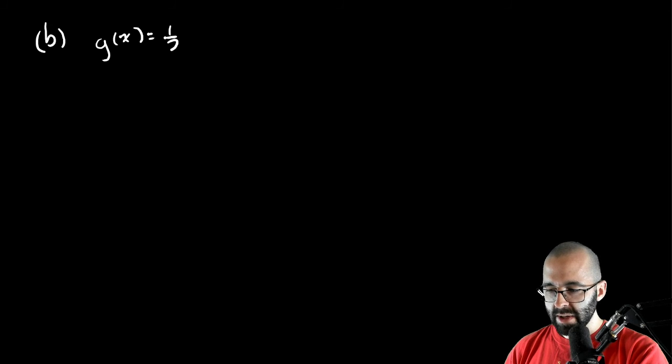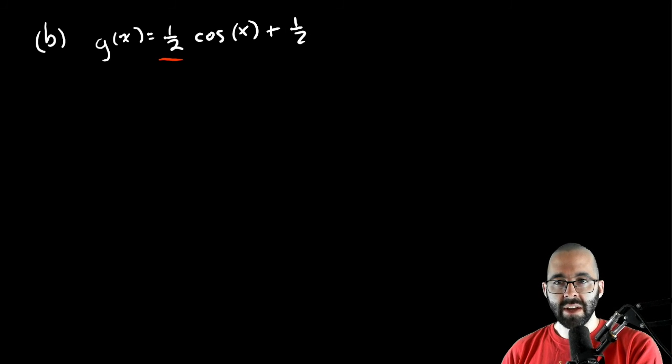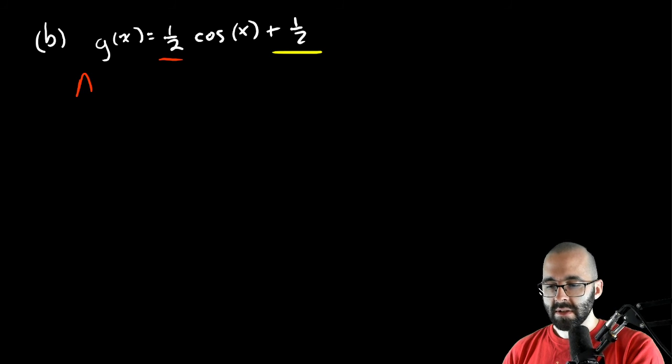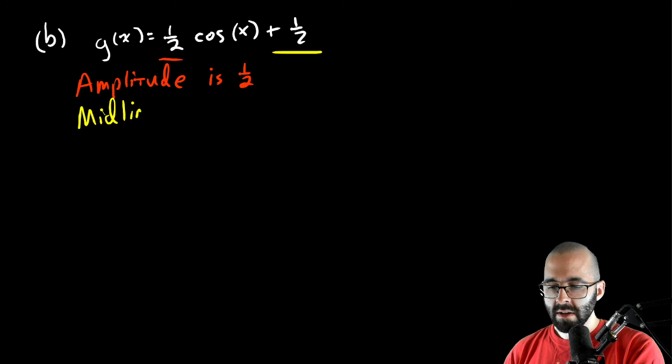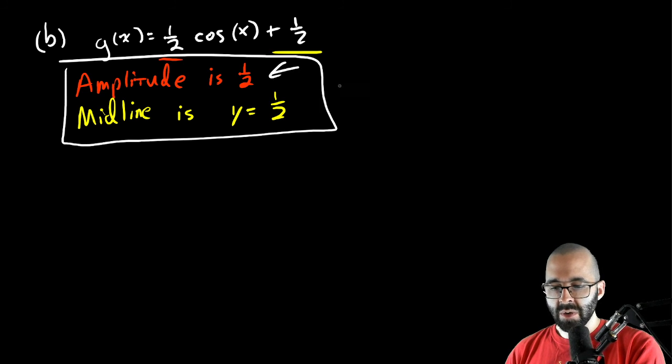Part B is going to be g of x equals 1/2 cosine of x plus 1/2. So again, the amplitude is just the absolute value of a. The midline is just y equals d. The amplitude here is 1/2. The midline is y equals d. Y equals 1/2. So one is a value and one is a line. Watch out for that distinction.